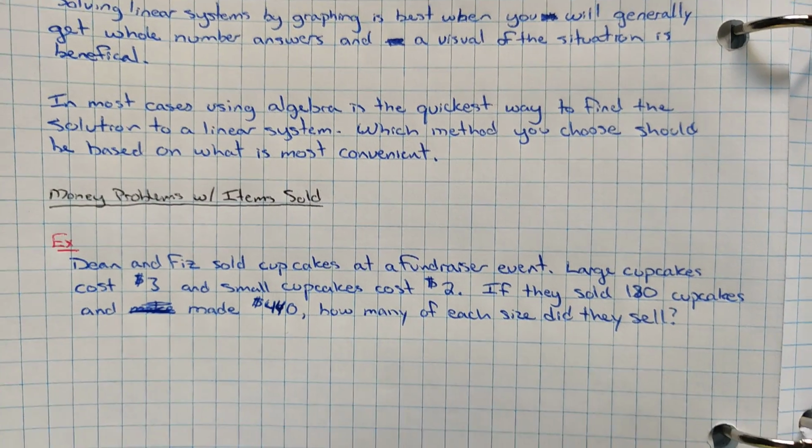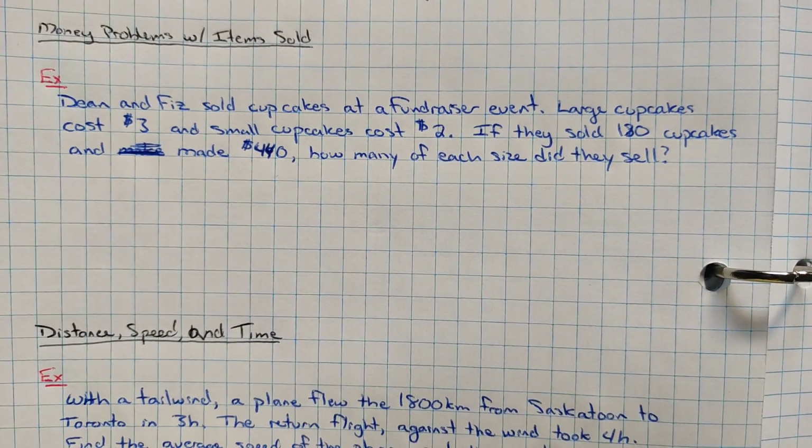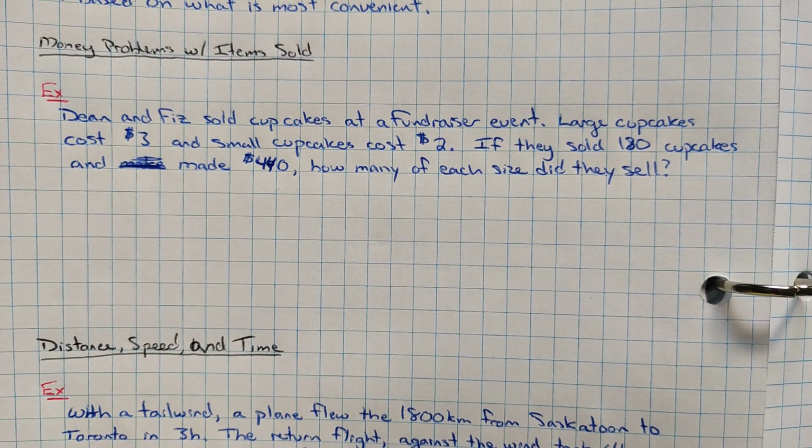So let's look at some money problems first. A lot of times we're going to have questions where we're selling items, two different items, and we'll know how many we sold and what the amount we made was, but we won't know how many of each did we sell, or maybe conversely what the price of them was. So that's the type of problem we're going to take a look at.